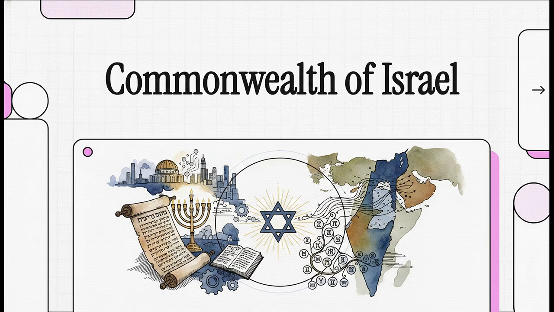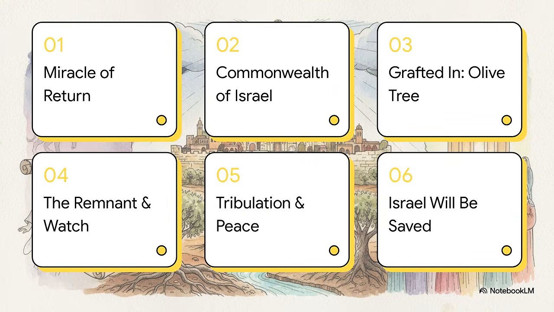Now, for those of you joining this adult Bible study group, I just want you to go ahead and settle in. We're going to intentionally slow our cadence down today. We're taking a very deliberate, careful look at how God is moving in real time, pulling together what's known as the Commonwealth of Israel. Okay, let's dive right into our structured syllabus for today.